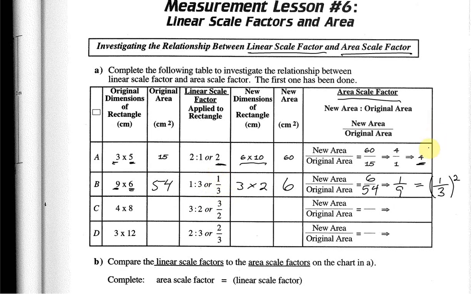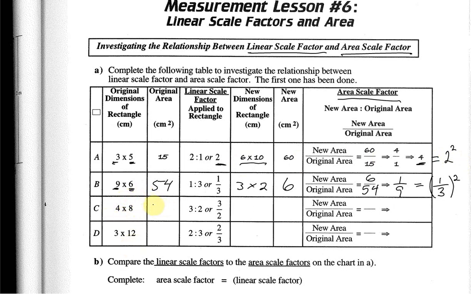Let's see if it works for the top one. We had an area scale factor of 4, and if we square root 4, we get 2. And 2 times 2 is 4. Our linear scale factor was 2. Okay, let's keep going to develop this understanding.